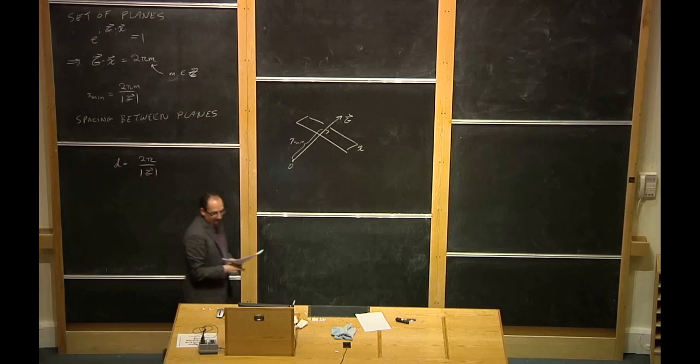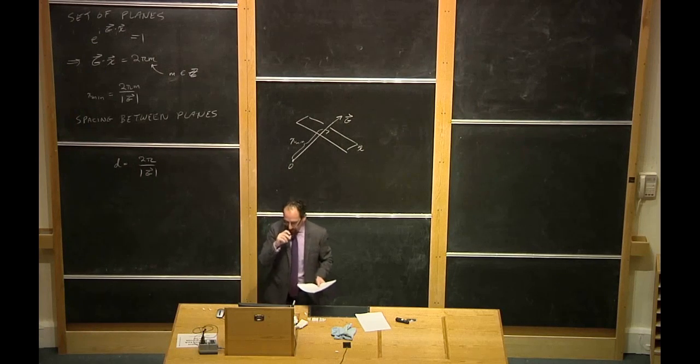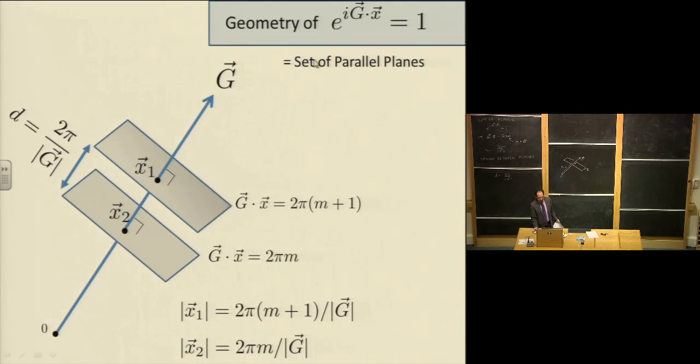Okay, I have a better picture of that than I can draw. So the geometry we're interested in is e to the i g dot x equals 1. It defines a set of parallel planes. One of the planes will be g dot x equals 2 pi m. Another plane will be g dot x equals 2 pi m plus 1. The distance to the first plane is 2 pi m over absolute G. The distance to the second plane is 2 pi m plus 1 over absolute G. So the distance between the two is 2 pi over G. Does that geometry look pretty good? Yeah? Okay, good.